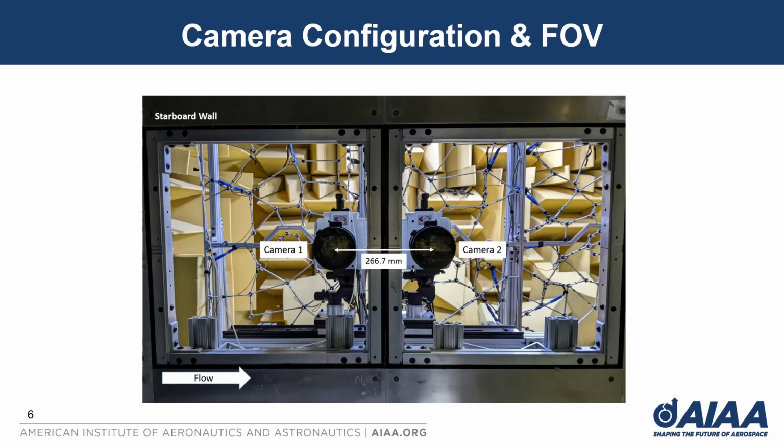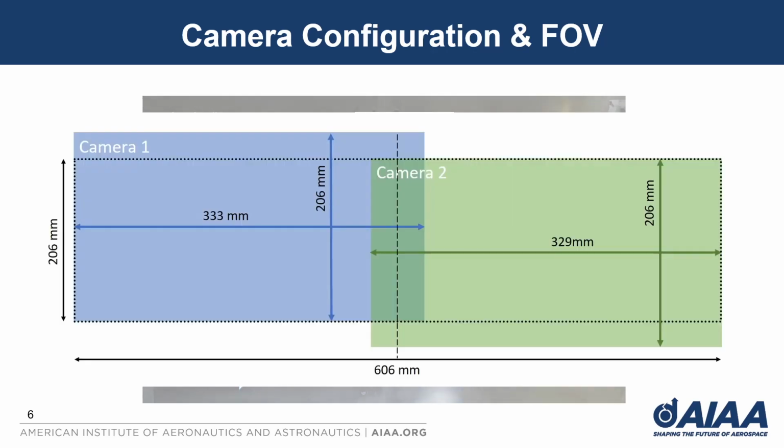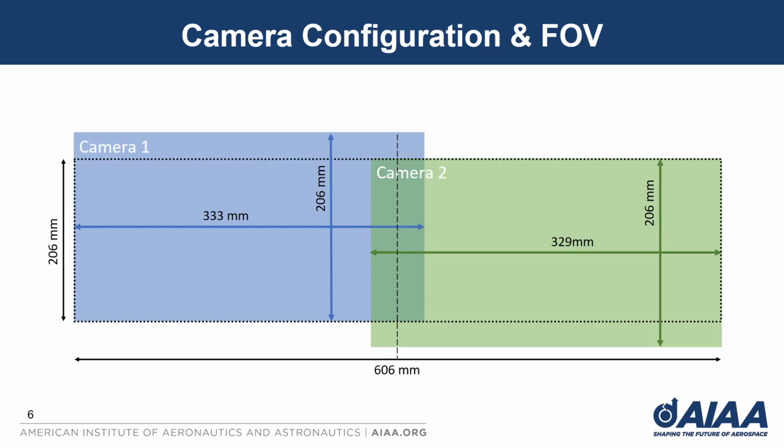Planar time-resolved PIV measurements were acquired using two high-speed cameras placed about 2 meters across from the measurement location on the starboard wall of the wind tunnel. These cameras used 200mm lenses each and sampled the flow at roughly 3.5 kilohertz. The individual fields of view were acquired, cropped to size, and stitched together using a hyperbolic tangent function shown here.